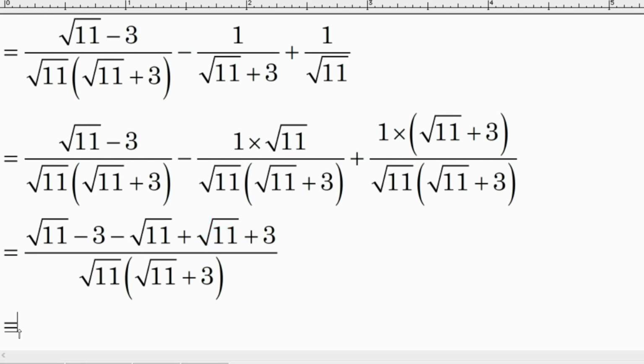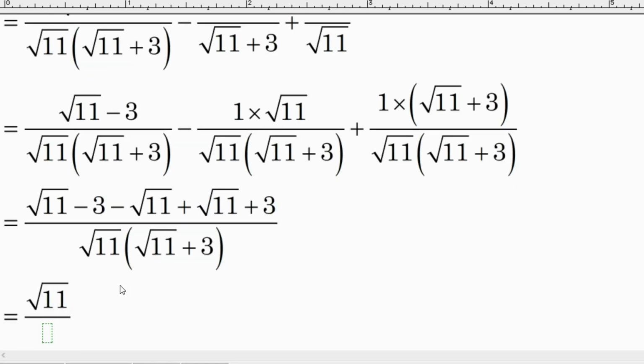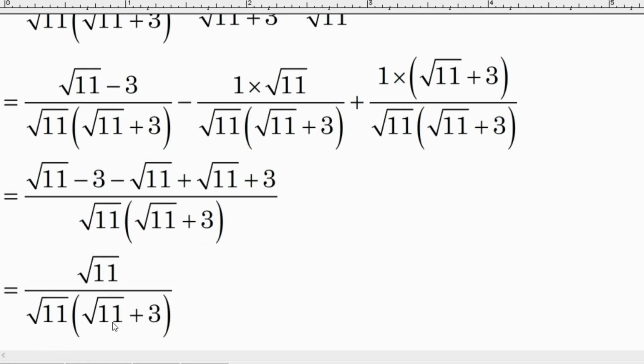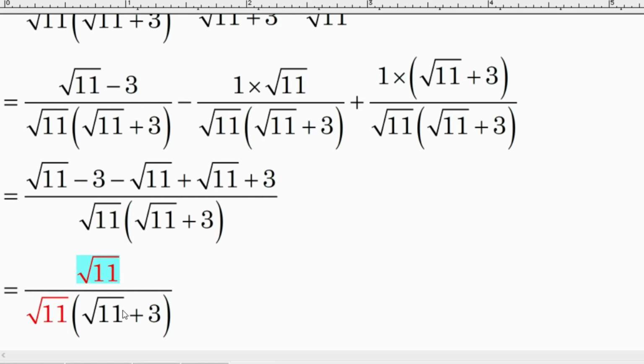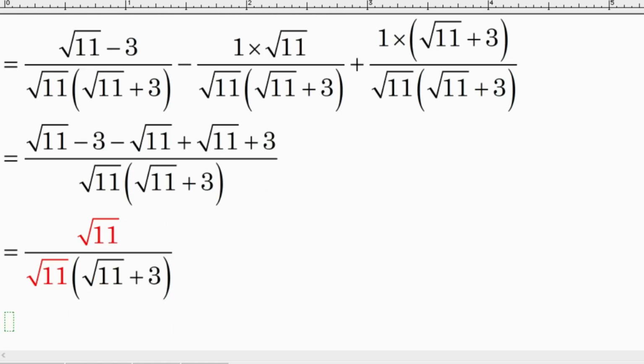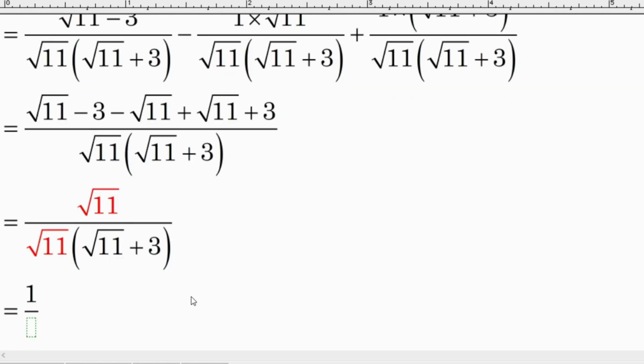Then we get square root of 11 over square root of 11 times square root of 11 plus 3. As we can see, the numerator is square root of 11, and here is also square root of 11, so we can simplify them with each other. Then what we get is equal to 1 over square root of 11 plus 3.